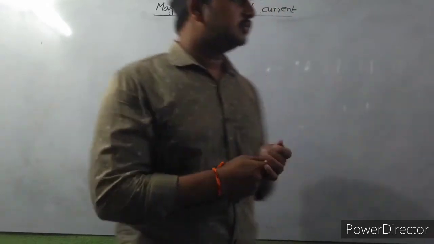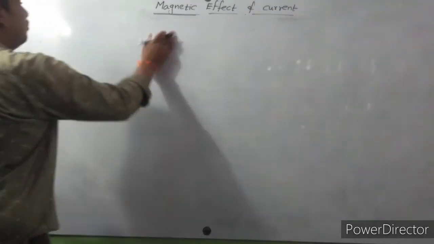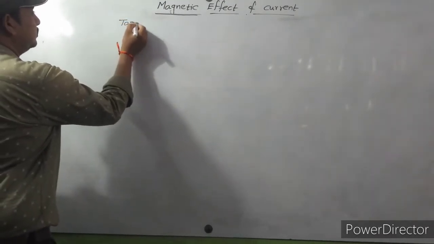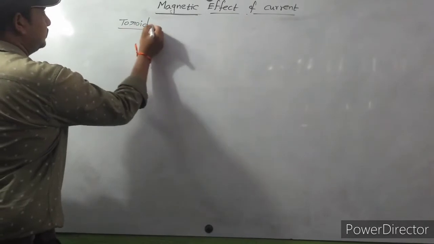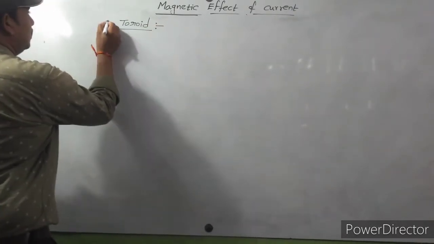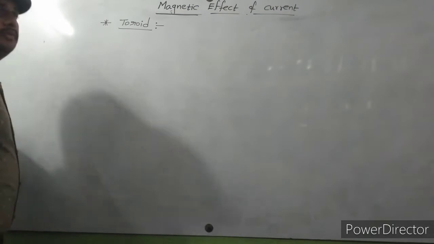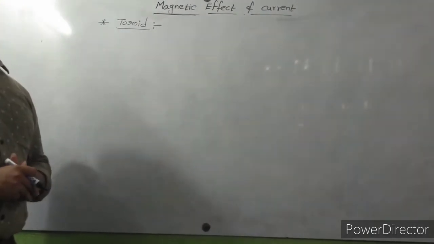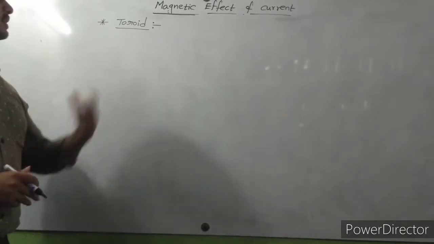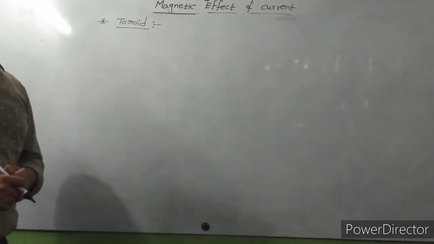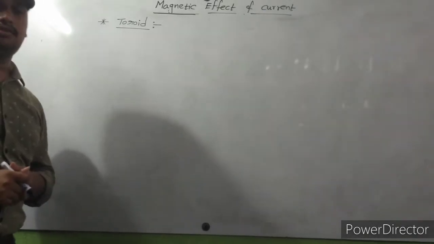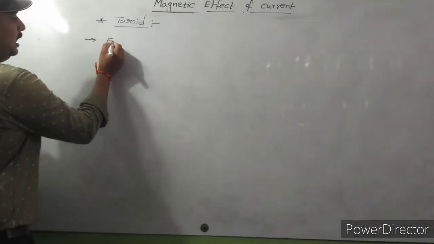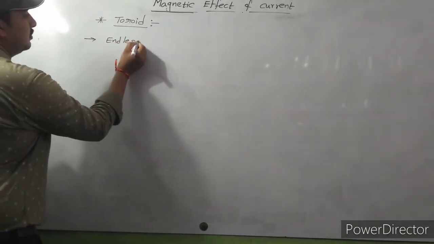Right. So now I am going to discuss today's most important topic, that is toroid. What is meant by toroid? What is the function of toroid? What is the structure of toroid? How to find the magnetic field of a toroid? We will discuss now. Toroid is nothing but simply we can call it an endless solenoid.